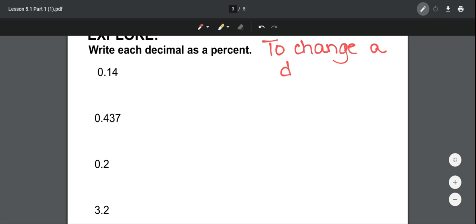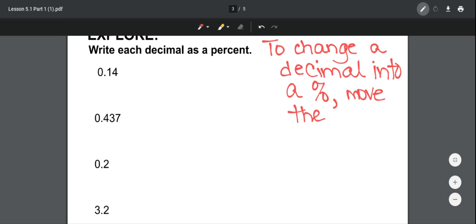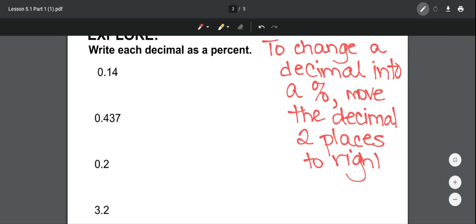So to change a decimal into a percent, move the decimal 2 places to the right. Let's try these out. Our decimal point in the first one is located between 0 and 1. When we move our decimal point 2 places to the right, we get the number 14. Therefore, 14 hundredths is equal to 14%.